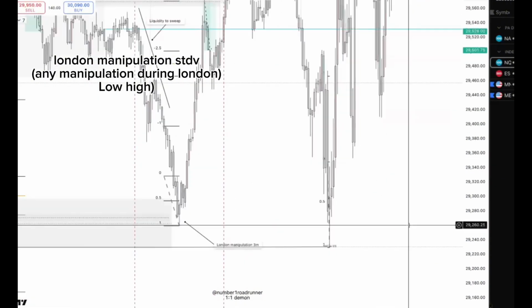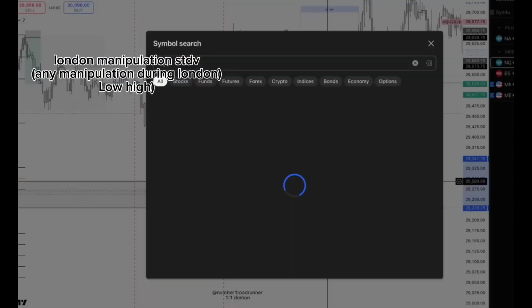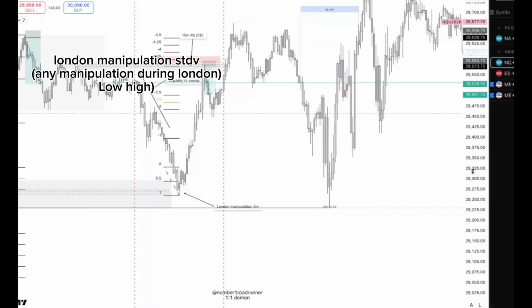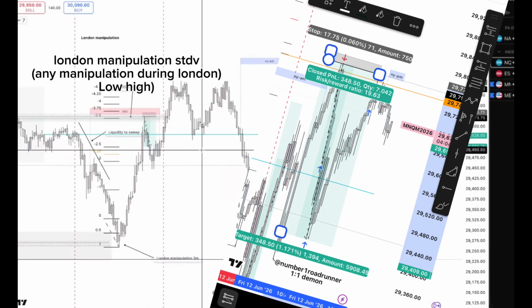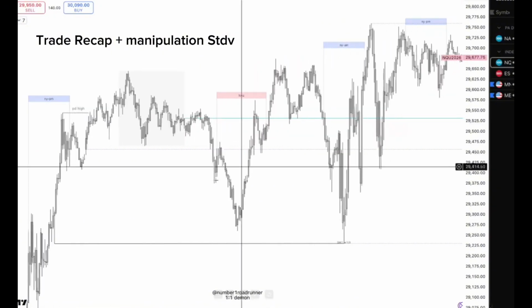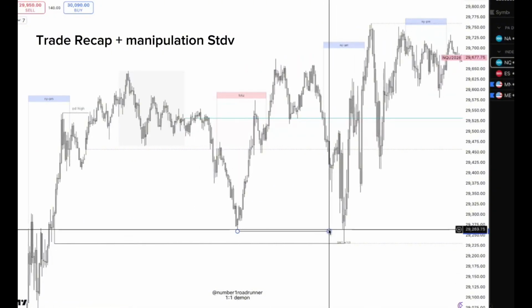All right. Now I'm gonna go through a trade that I actually took on Friday. That was a short. I took a short right here. All right. So you see, we have an SMT at this low, and we have a sweep.